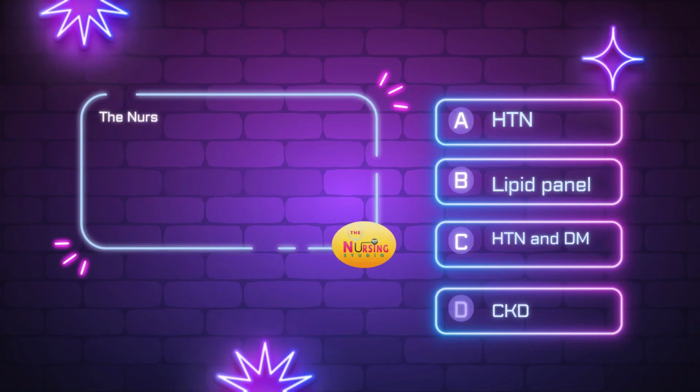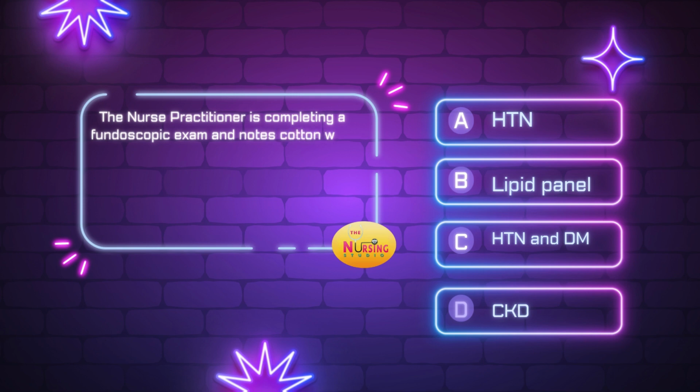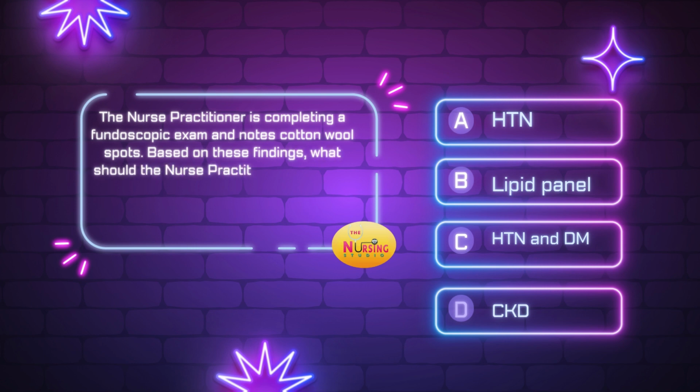But let's get into question number one for today. Question number one states: the nurse practitioner is completing a fundoscopic exam and notes cotton wool spots. Based on these findings, what should the nurse practitioner evaluate? Is it A, hypertension, B, lipid panel, C, hypertension and diabetes, or D, CKD? Take a moment and tell me what you got in the comments.